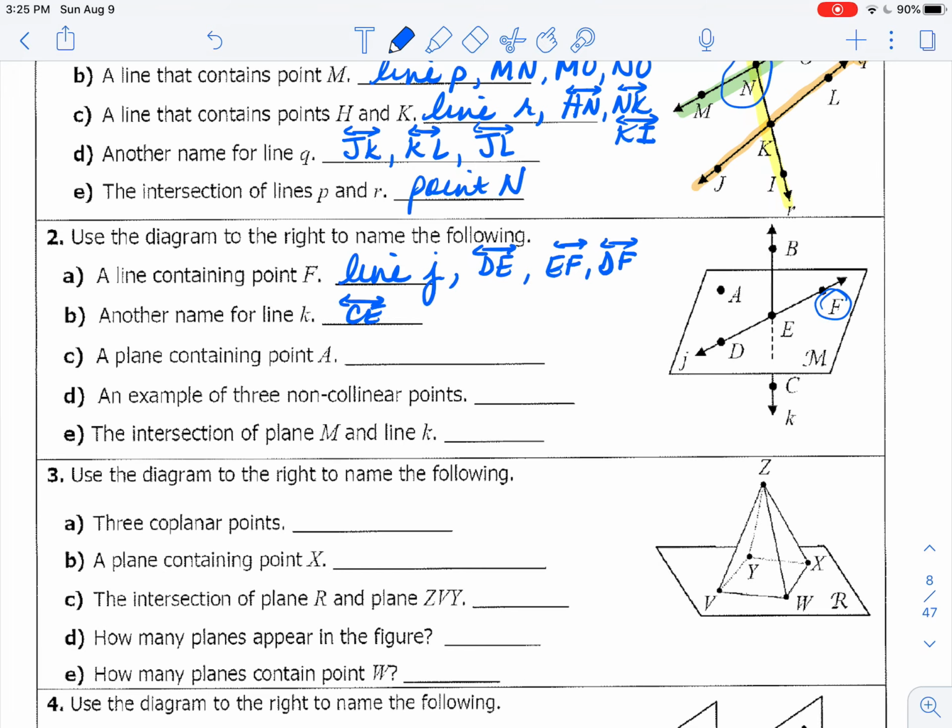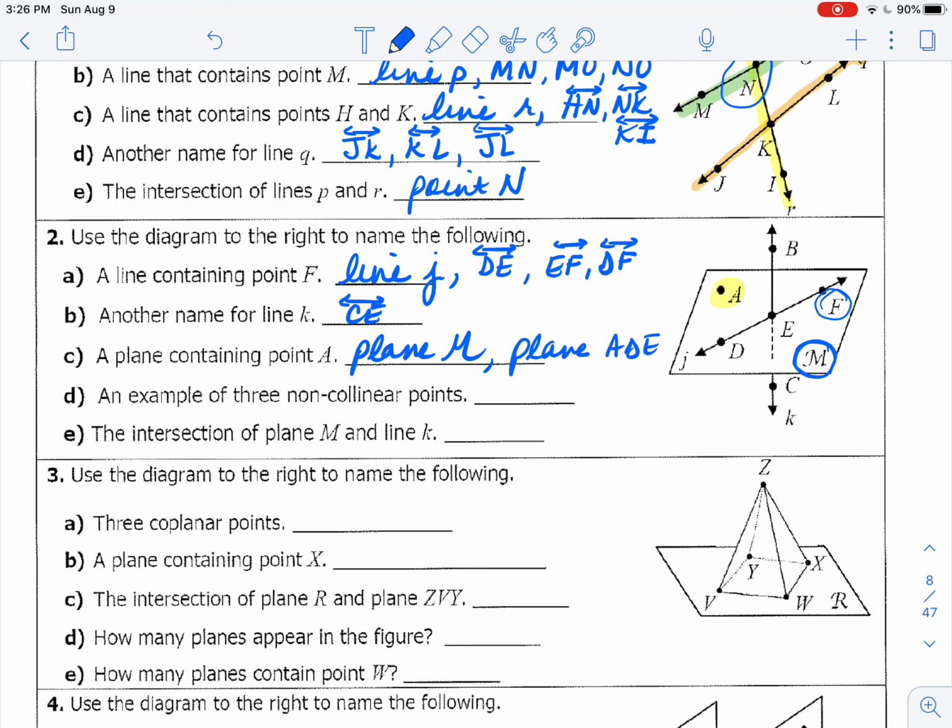A plane containing point A. All right, so now we're looking at this point A, and we can say, well, it's lying on plane M. I know this is identified as plane M because that's a capital script letter, so I'll just call it plane M. Or you identify it with 3 points. So points A, D, E, and F lie on plane M, so I just need to identify 3 of those. Oops. Don't call it point, but plane A, D, E.